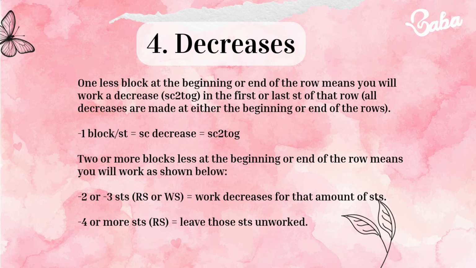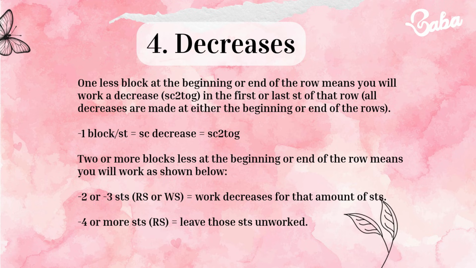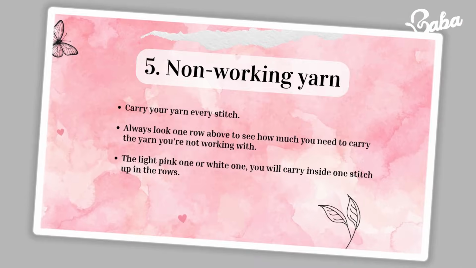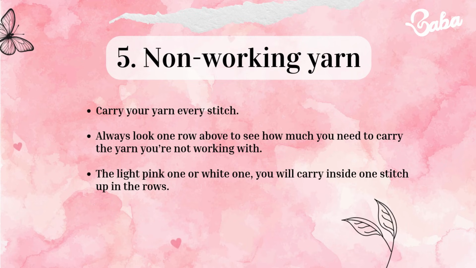A decrease means single crochet 2 together. 2 or more blocks less at the beginning or end of the rows means you will work as shown below. Minus 2 or 3 stitches on the right or wrong side, you will work decreases for that amount of stitches. Minus 4 or more stitches on the right side, you will leave those stitches unworked. You will carry your yarn every stitch.